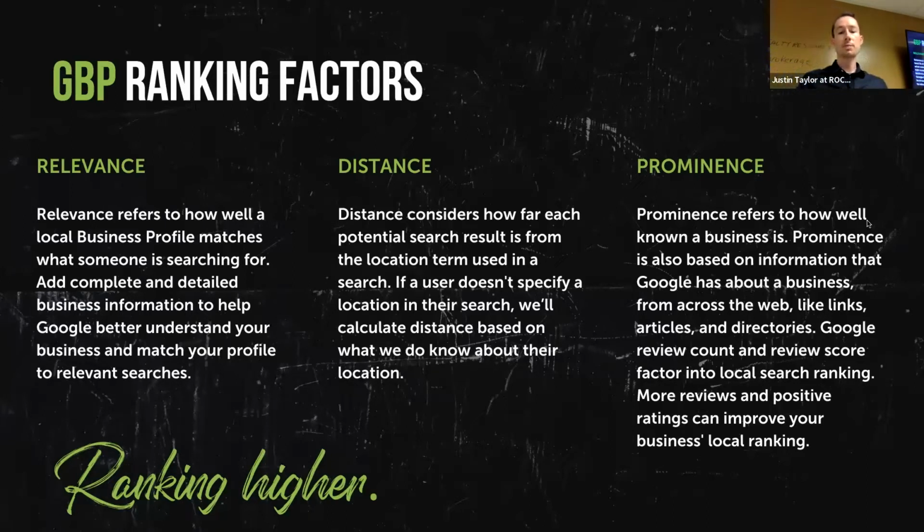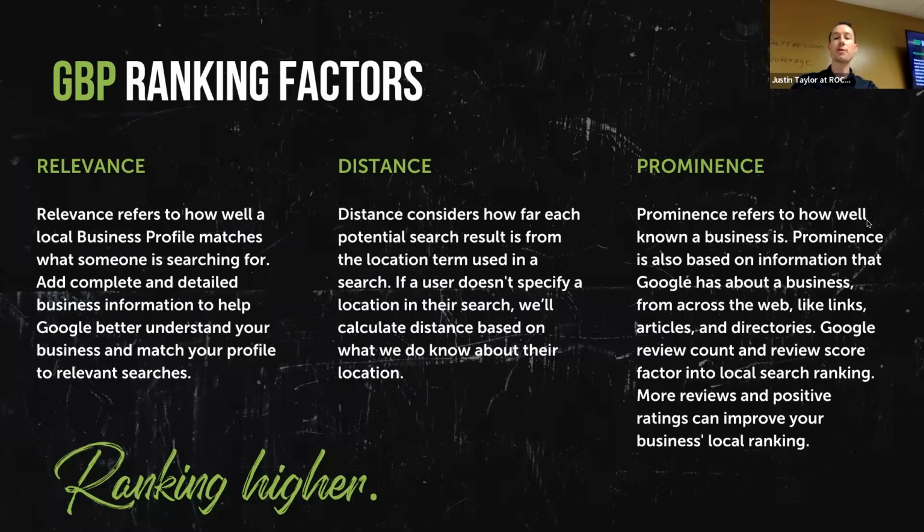So if a user doesn't specify a location in their search, we calculate distance based on what we do know about their location. Okay, their phone, GPS, all that kind of stuff. Search history. Okay, the third one is prominence. Prominence is a lot harder to hone in on. It's a little bit more difficult.